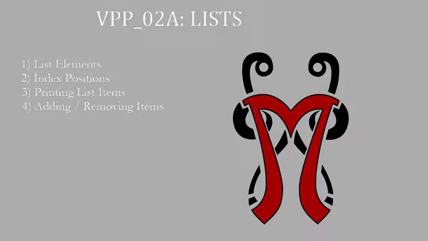This is all about VPP02, Viking Programming Principles 2. We're going to start off with some lists. We're going to talk about list elements. We're going to talk about index positions. We'll talk a little bit about how to print list items and how to add and remove items. We'll also talk a little bit about how to sort those items. So let's get right into it.